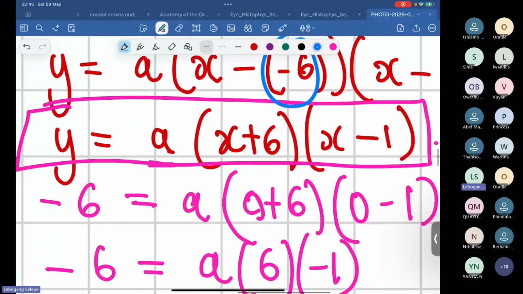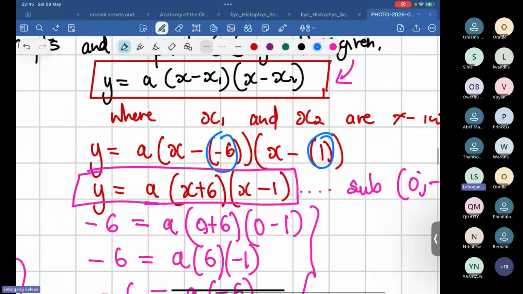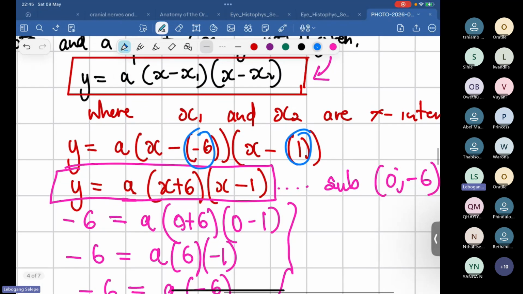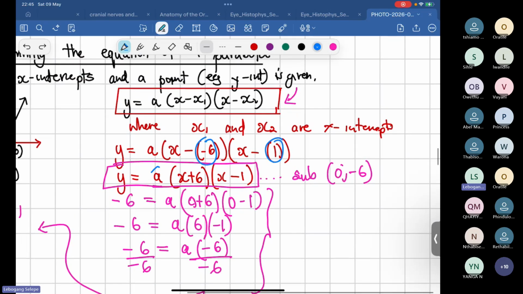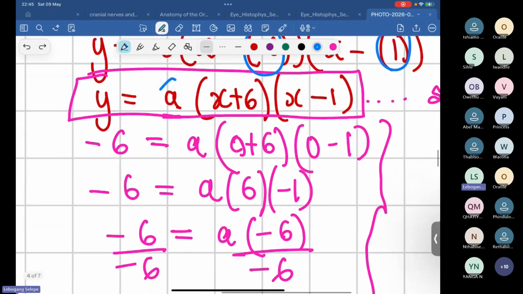Then now, simplification: minus 6, that's +6, minus 1, that's -1. At this point, I cannot continue to determine the equation because of this a, which is a problem. I need to find the value of a so that I can solve for the equation. So how do I find the value of a? That's where I substitute the other point, right? How do I substitute that point? Sorry, the y value is -6. The x value is 0. So after substituting that, I'm going to solve for the value of a, right?